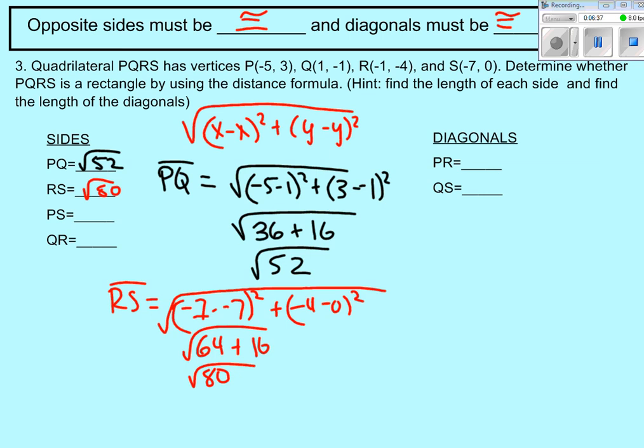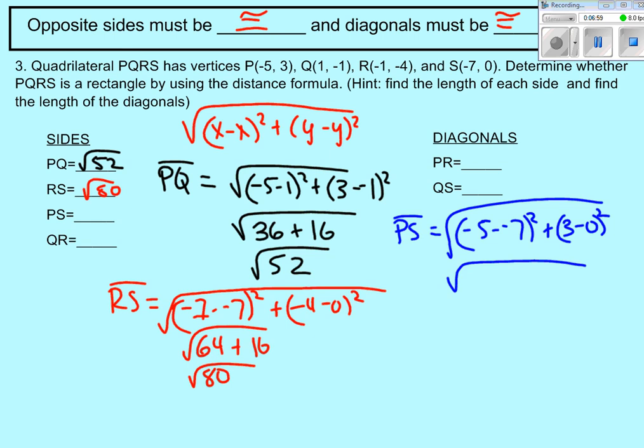Okay, halfway home. So next one, PS. That's these two. So that's going to be negative 5 minus a negative 7 squared, plus 3 minus 0 squared. So negative 5 minus the negative 7 is really positive 2, squared is 4. 3 minus 0 is 3. Interesting. So PS is going to be the square root of 13.